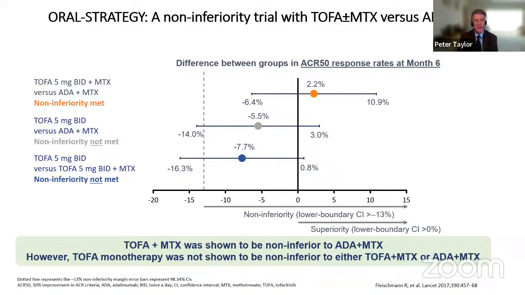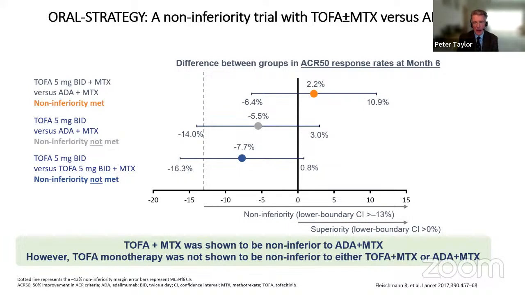So let's look at an example now of a non-inferiority study. Now you may recognize this. This is the ORAL Strategy study. So it's a fairly recent study which looked at the comparison of tofacitinib with or without methotrexate. The tofacitinib dose chosen was 5 milligrams twice daily, and it was in comparison head-to-head with adalimumab plus placebo. And what we're looking at here is the results. And you can see that, in fact, the combination of tofacitinib plus methotrexate met non-inferiority criteria versus adalimumab plus methotrexate.